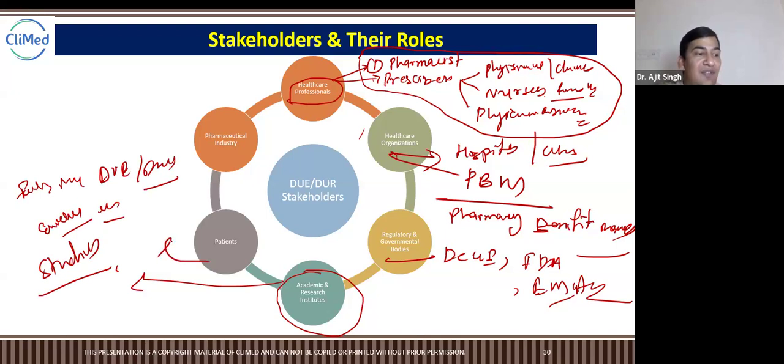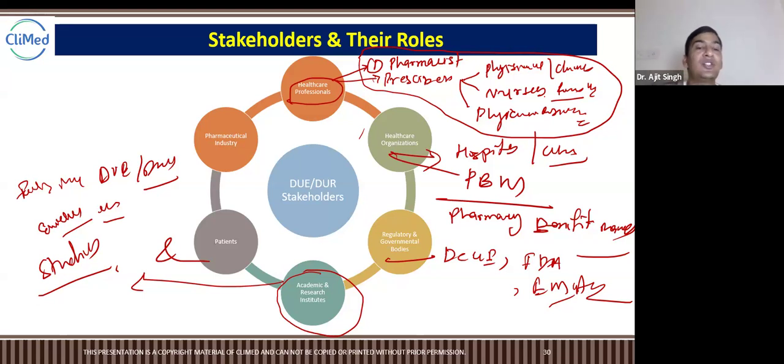And then the patient. Definitely, the entire data is coming from the patient. So they actively participate in this process by adhering to the prescribed therapies, or by reporting medication related problems, or by providing feedback during the patient counseling sessions. So multiple roles are there for stakeholders like the patient.